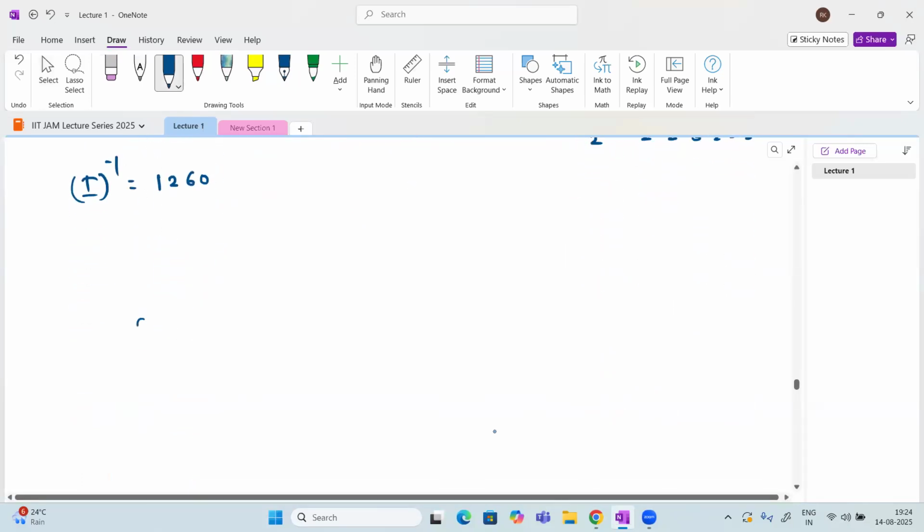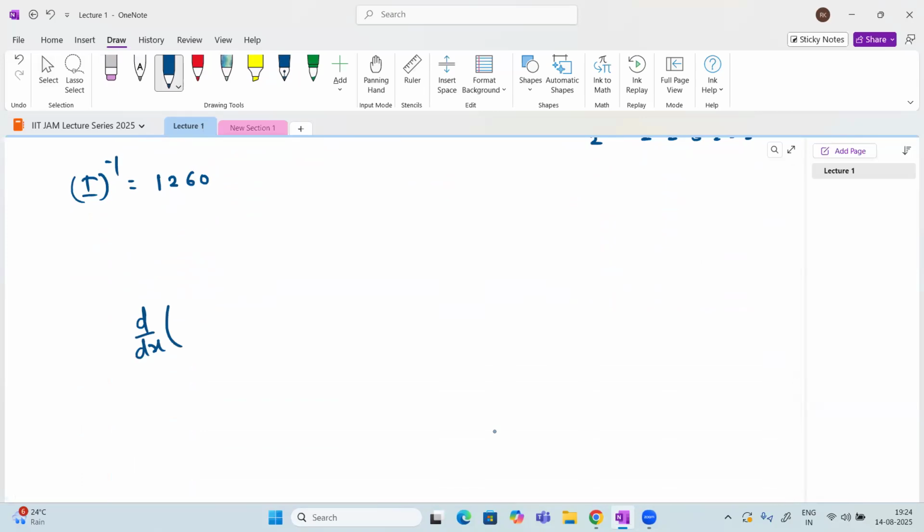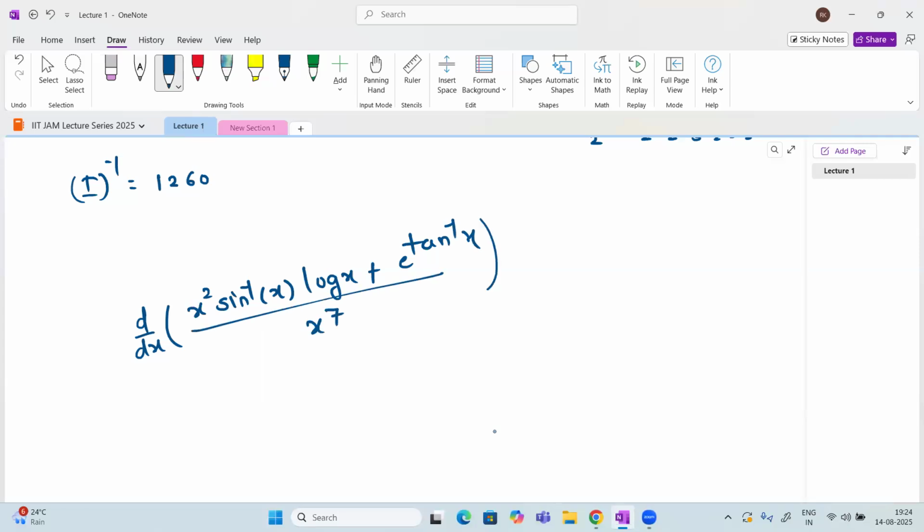See, if I give you a problem and ask you to find the derivative, suppose x square sine inverse x into log x plus e raised to tan inverse x, whole divided by x raised to 7. Can you find its derivative? It is pretty difficult, but you can spend maybe a complete day on it and finally you will get the answer.